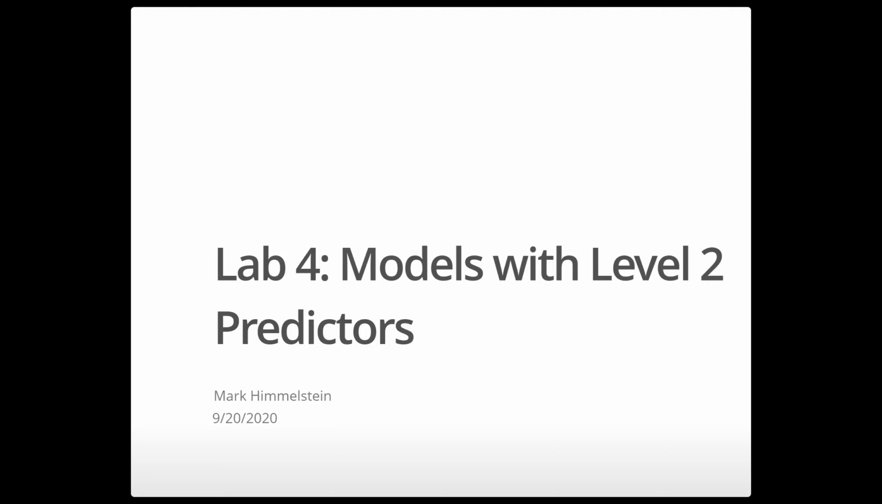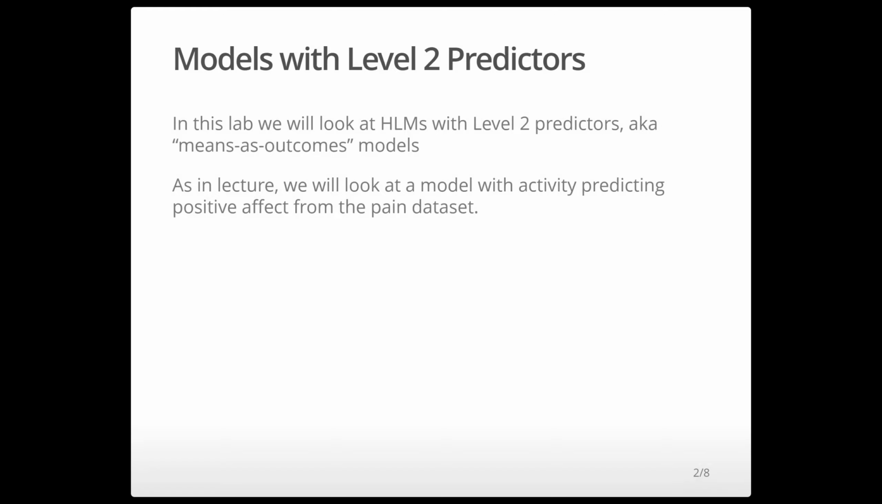This week we're looking at models with level 2 predictors. And that means that we have predictors that are specific to our clusters, but not to our level 1 observations. We also call these types of models means as outcomes models. As a lecture, we're going to look at a model with activity predicting positive affect from the pain dataset.